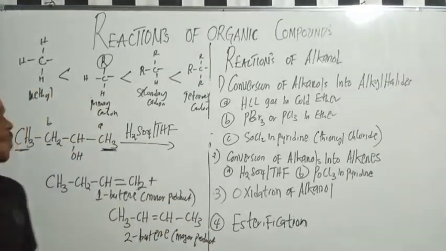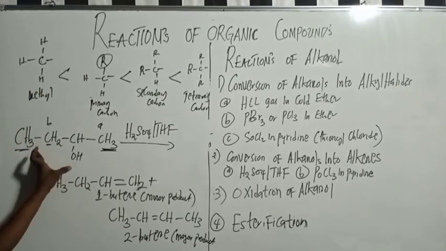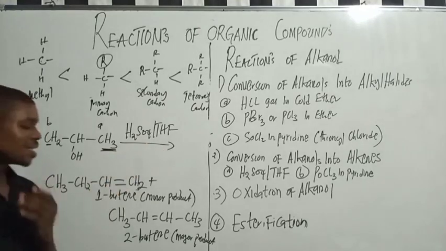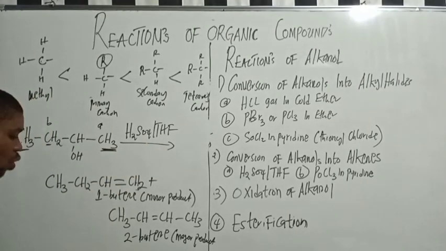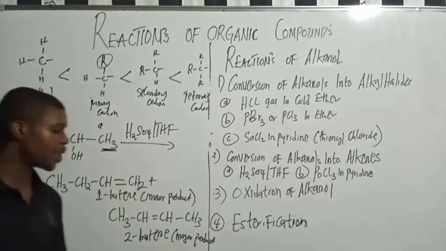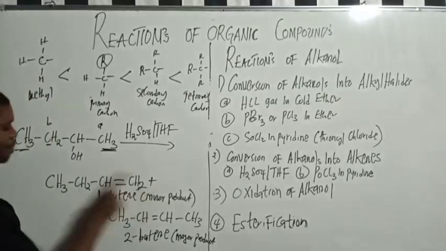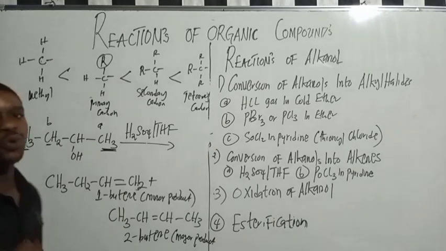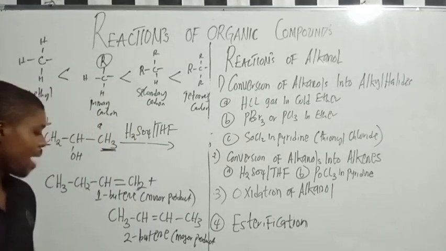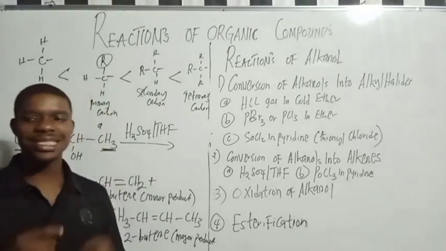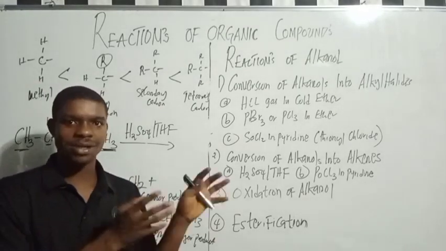But in some questions they just ask what is the product of the reaction when this undergoes dehydration with H2SO4. What they want at that point is the major product. The major product is the most important product. So you are not concerned with the minor product here, except you are asked. Now, how do I get my major product? My major product is formed when the hydrogen is removed from the more stable carbon.